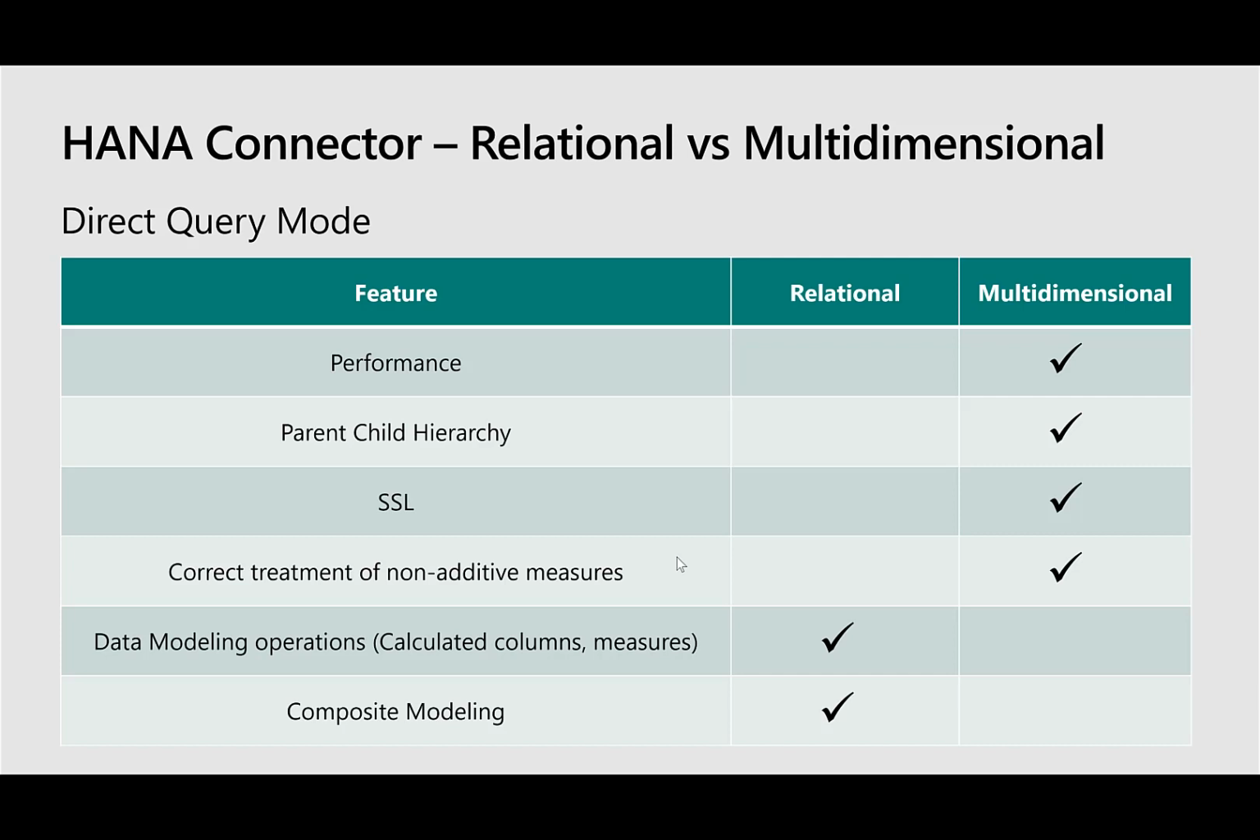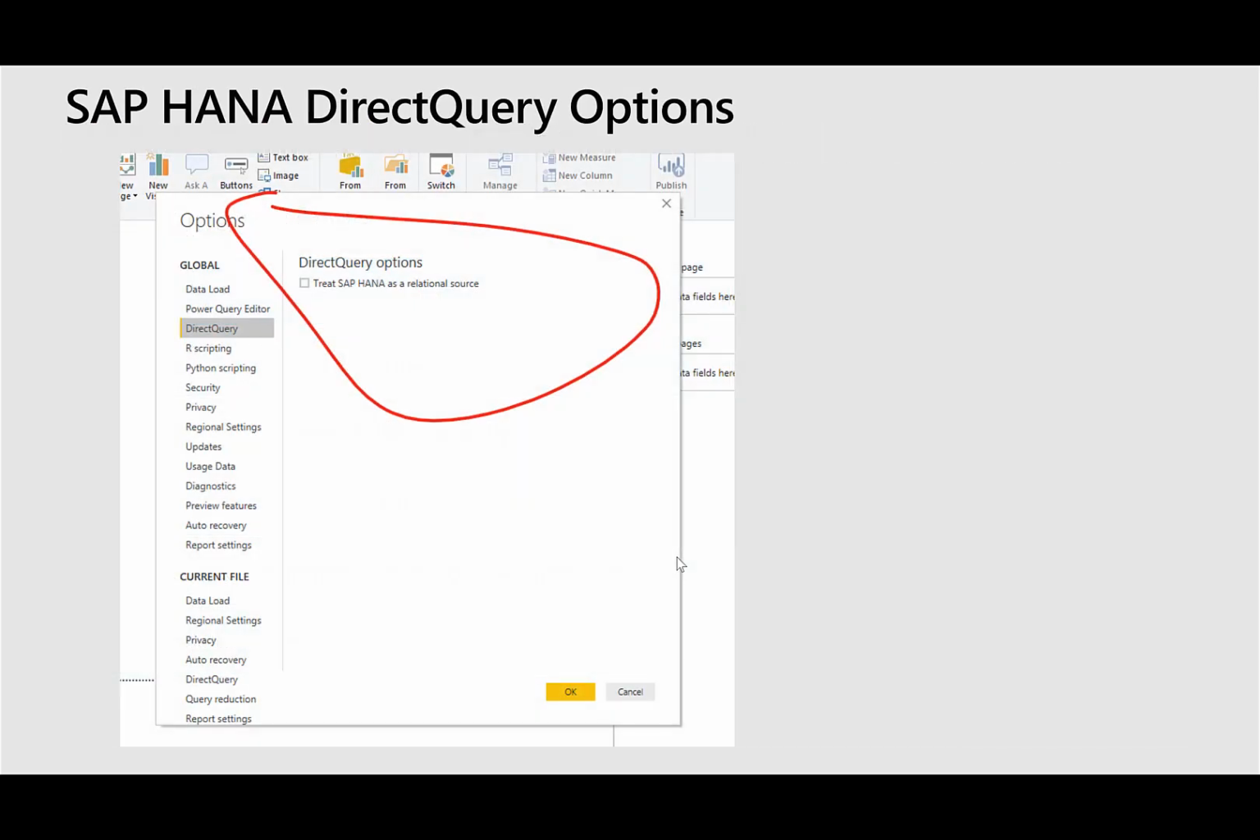The relational mode provides you with more flexibility as a row column in a table, and supports the data modeling operations like calculated columns, measures, and composite modeling support. Okay, how you enable the two different options is by going to the options of Power BI, DirectQuery options, and clicking the Treat SAP HANA as a relational source option for relational, or unchecking it for multidimensional.